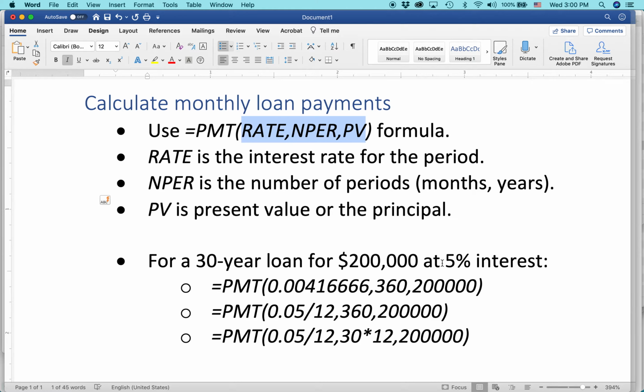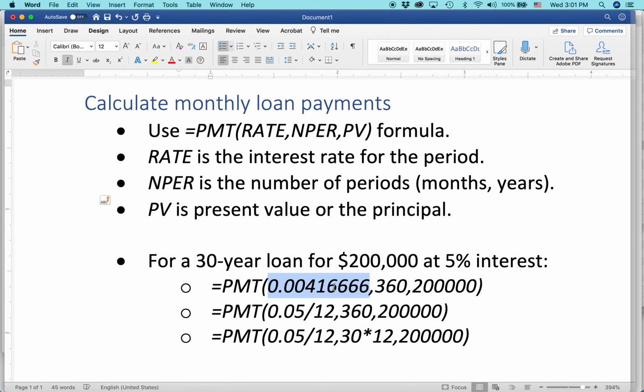All right. So here's the first example, and let me just explain what this is showing. You have PMT, then the argument. And this number here is actually a fraction of 5%. This is because 5% is the annual interest rate, and we want the monthly interest rate. So I had to use a calculator and figure out this number by myself. 360 is the number of months in the period. This is a 30-year loan, so 30 times 12 months in a year gets you 360. And then here's the principal, $200,000.